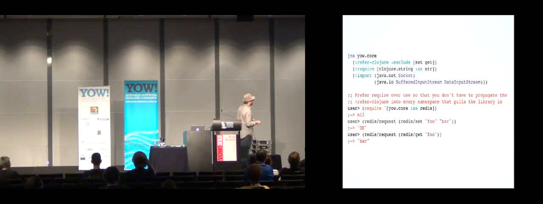I'm going to require the Clojure string library. That's what I use to uppercase the name. I'm going to import the socket library from Java. And I'm going to take a buffered input stream and data input stream. Those are the things I use to make my request on the socket. Remember, it's just the top level package followed by class name, etc. And it will pull it all in for you.